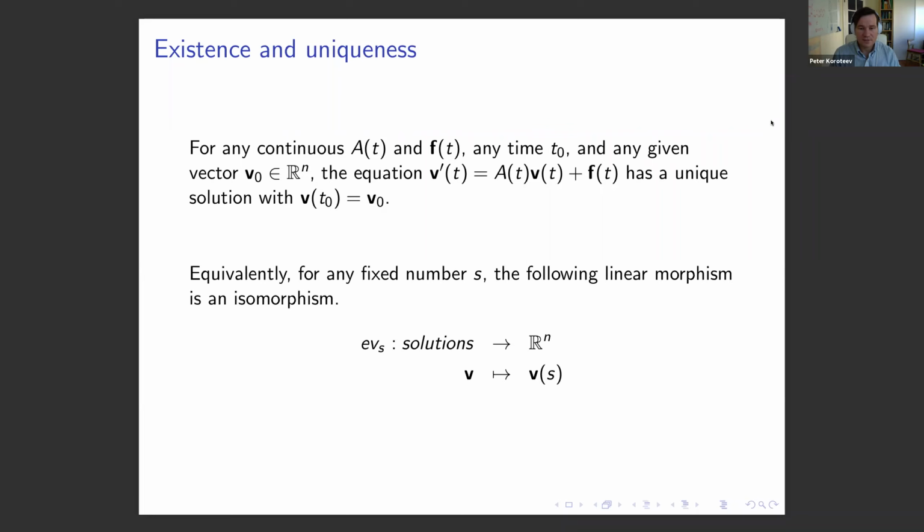Equivalently, we can formulate this statement more algebraically. For any fixed number s, the following linear morphism is an isomorphism. There is an evaluation map at s from the space of solutions to Rn, which assigns to a solution its value at t equal to s. And it's an isomorphism in the sense of linear algebra.